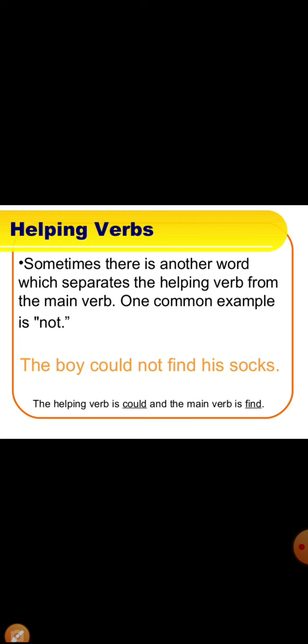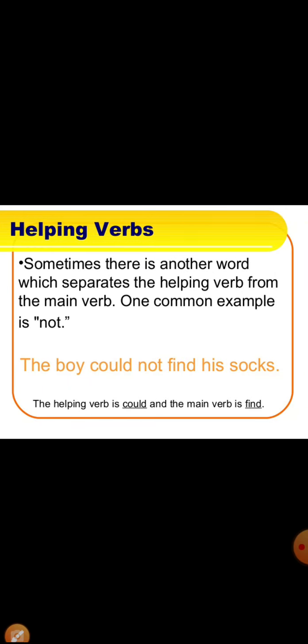and that word is not, which makes the sentence negative. The boy could not find his socks. Now here not is the word which separates the helping verb from the main verb. Here the helping verb is could and find is the main verb.